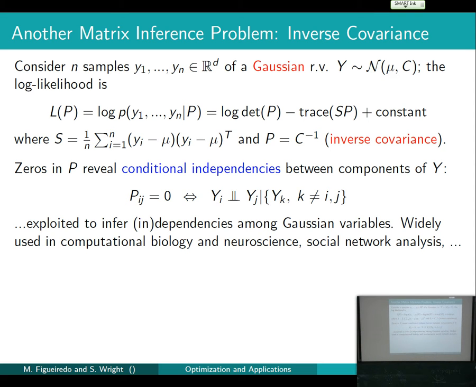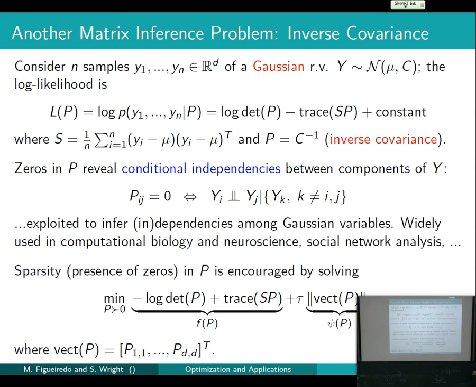So we'd like to impose some structure on P so that it will show which of the small elements of P are noise and which ones really should be zero if we took an infinite number of observations. So how do you do that? Well, you take this objective and you add on a regularization term, which we've been doing all day today, okay? So what's the appropriate regularization term in this case?